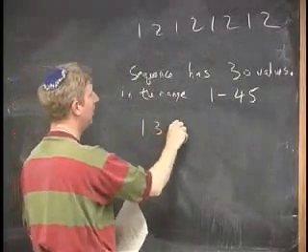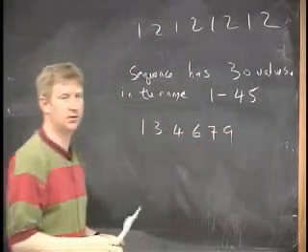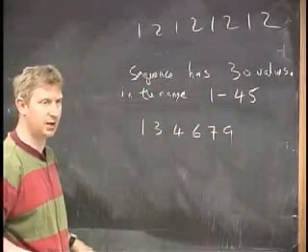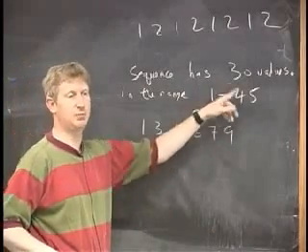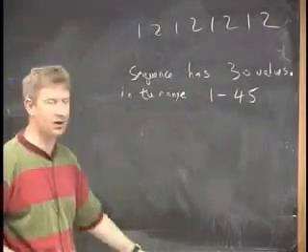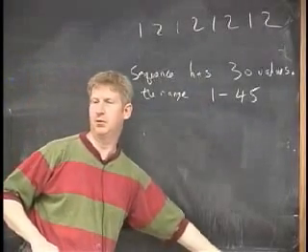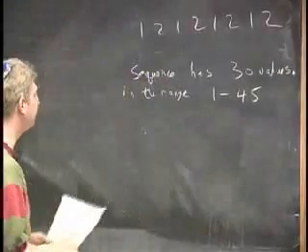1, 3, 4, 6, 7, 9, etc. The cumulative sequence is what I'm talking about. An element in that sequence can be as small as 1 and can be as big as 45. That's all I know so far. Everybody with me? Where are we heading here? It's almost there.